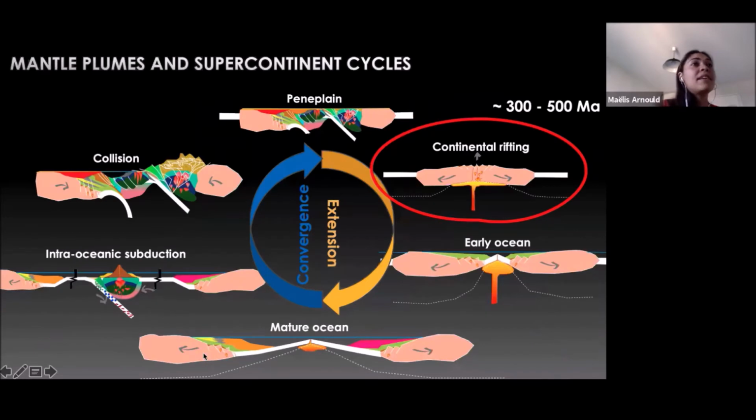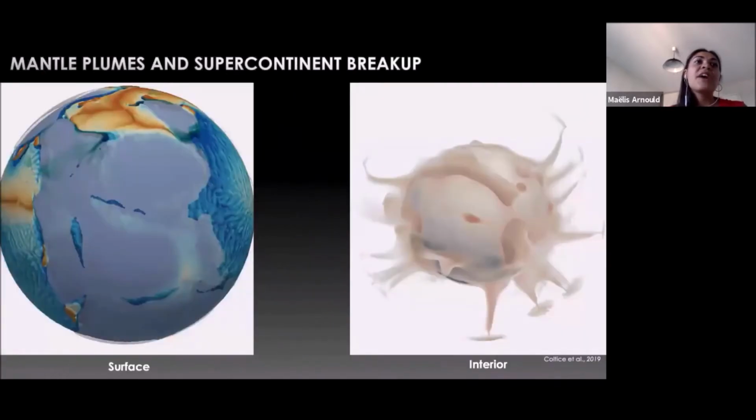So now that we have our models, let's go back to our supercontinent cycle, and let's first have a look at what happens during continental rifting. Here you have a movie that I will run, which shows you the complex tectonic behaviors that can arise from these sorts of models. For example, you'll see a breakup phase in one of the models.